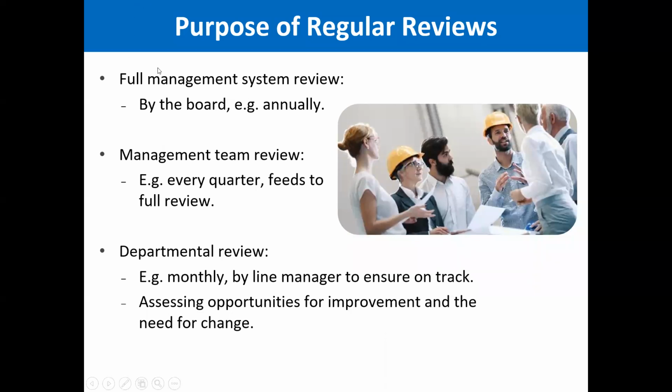Usually, there are various levels of reviews. So there is usually a full management system review, which is done by the board, and it is done on an annual basis. Then the management team review, usually it is done every quarter and it feeds into the full review. And then there is departmental review, usually done on a monthly basis by line managers to ensure they are on track and for assessing the areas of improvement and opportunities for improvement.